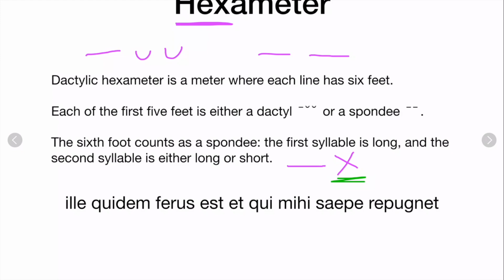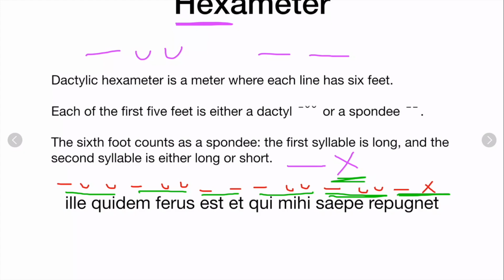as long. So really quickly, just to give you a taste of it, I'm going to scan this line here. Ille quidem ferus est et qui mihi saepe repugnet. Take a look. We have one dactyl, another dactyl, a spondee, a dactyl. The 5th foot here is a dactyl. The 5th foot in dactylic hexameter is almost always a dactyl, not a spondee. And then there's that 6th foot.